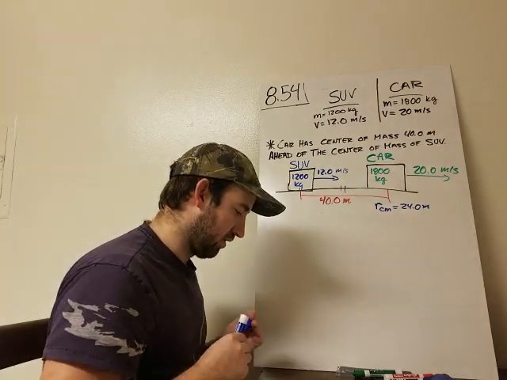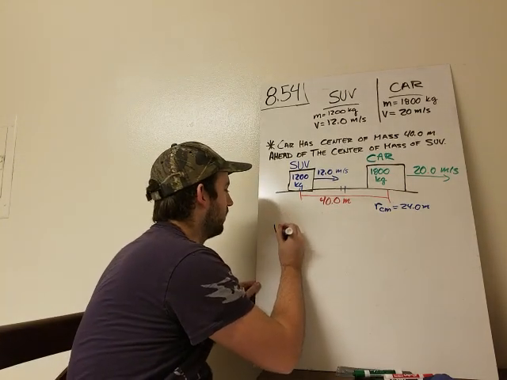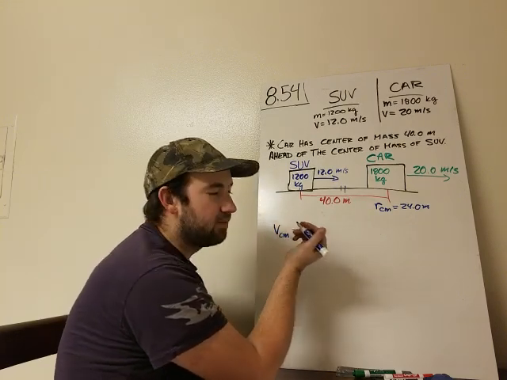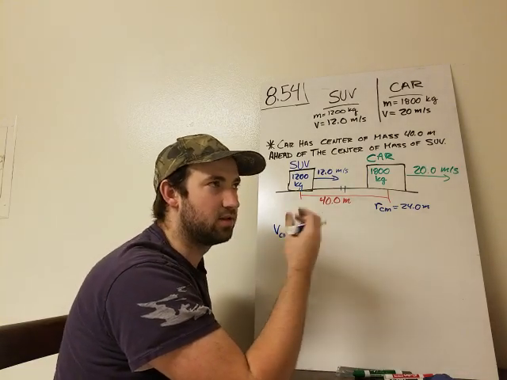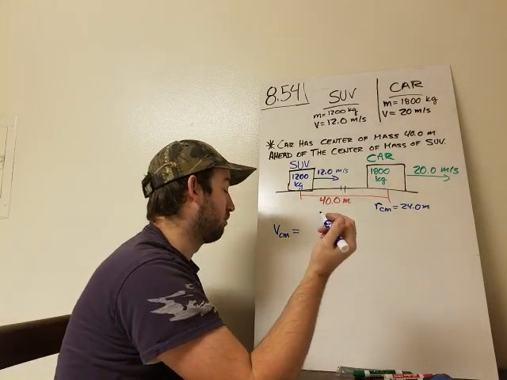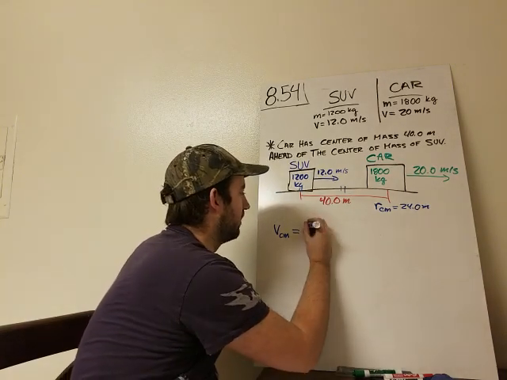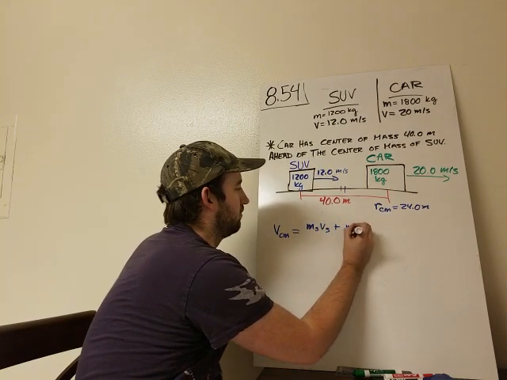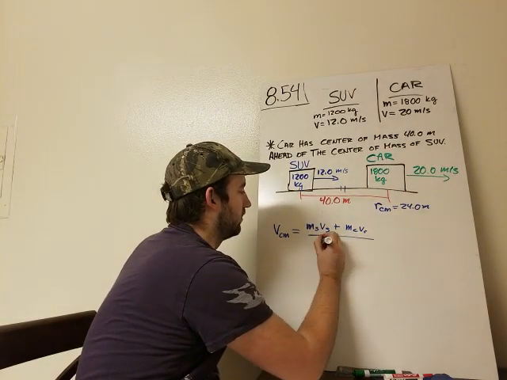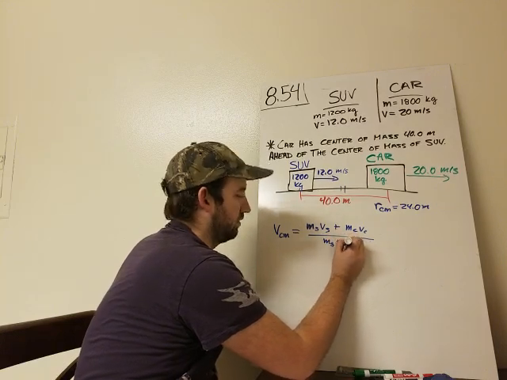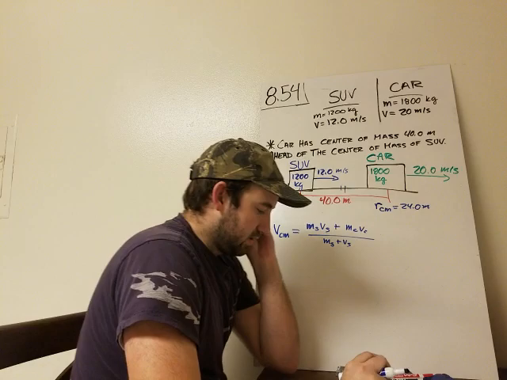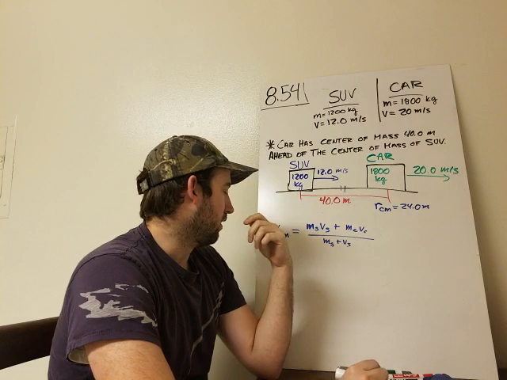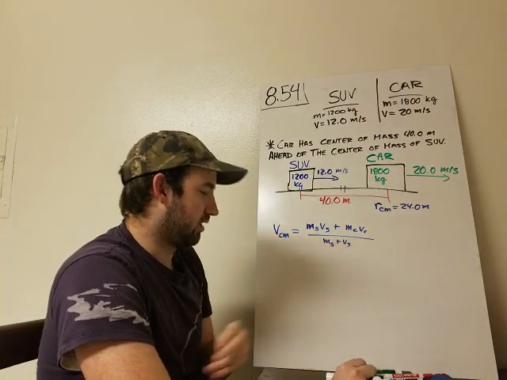For part C, which wants to know the speed of the system's center of mass, the way we'll do that, we'll say the velocity of the center of mass equals, and we're going to do the same thing as with position, but instead of position, we'll do it with velocity. So we'll have MSVS plus MCVC over MS plus MC. So basically this is the same as part A, but instead of position, we're using velocity.